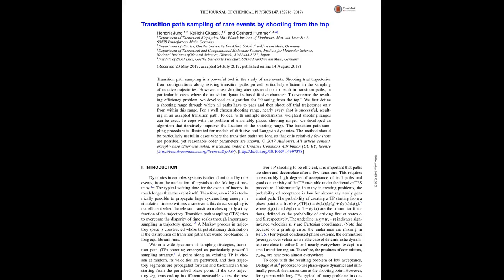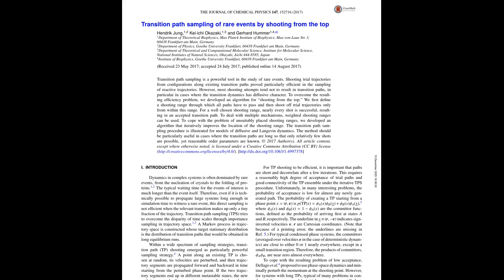The authors propose an enhanced sampling method based on transition path shooting, incorporating a strategy they call shooting from the top. In this approach, new trial transition paths are generated by selecting points along previously accepted trajectories within a defined shooting range. These trial paths are then accepted or rejected according to detailed balance conditions implemented through a Metropolis criterion, facilitating efficient Markov chain sampling of transition paths.